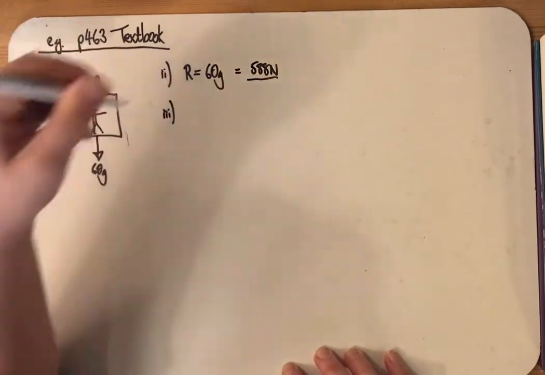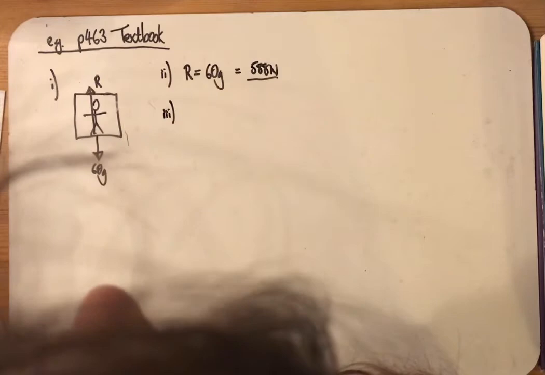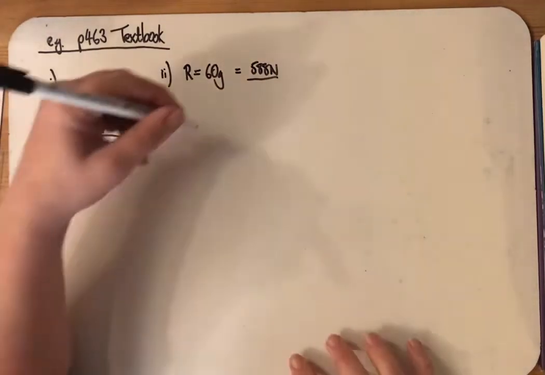And then the next scenario, the lift is moving upwards with an acceleration of 2 meters per second squared.